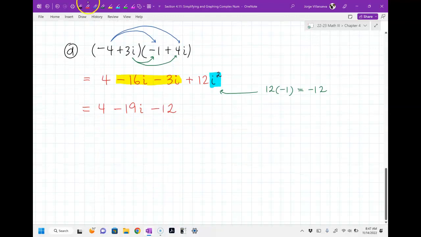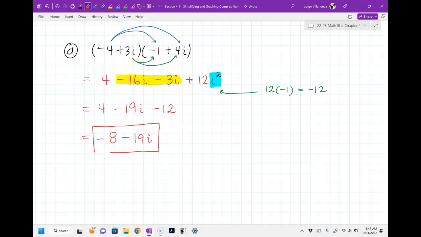But anyway, let's combine terms here. 4 minus 12, that's negative 8 minus 19i. And there's your answer. So yeah, the i squares, like Isaiah asked, don't always have to show up. They do tend to show up when you're multiplying things out. Now, just a real quick FYI for you guys, okay? I'm not going to do this problem. I'm just showing you guys an example of one.